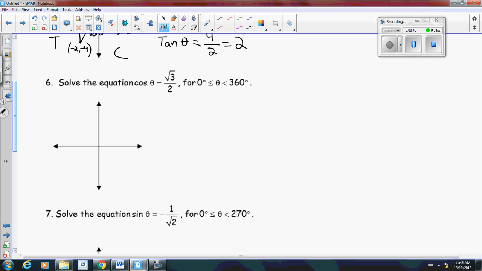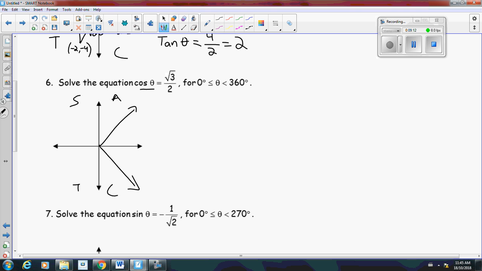Question 6, solve the equation cos theta equals root 3 over 2 for any angle between 0 and 360. So when I'm solving these, the first thing I want to do is determine which possible quadrants the terminal arm is in. So since cosine is positive, I know that it's either going to be in quadrant 1 or quadrant 4. So I'm going to have 2 solutions to this equation.